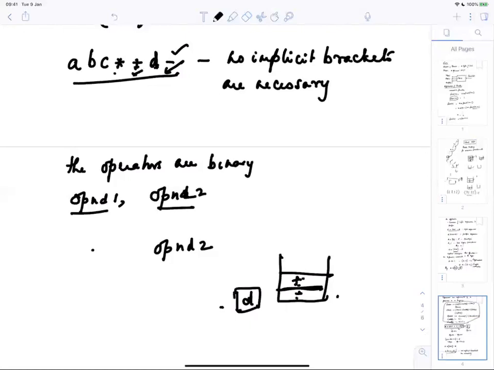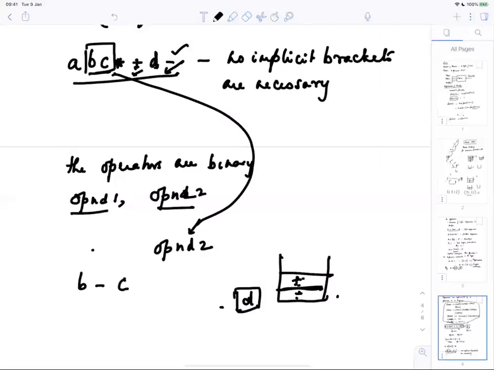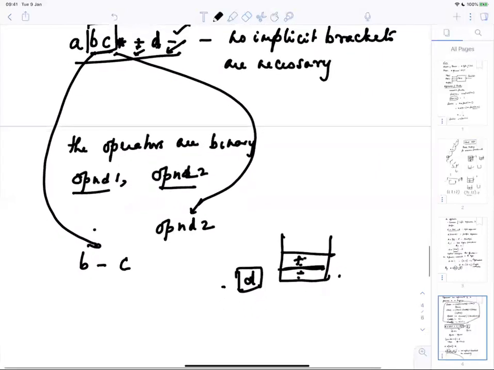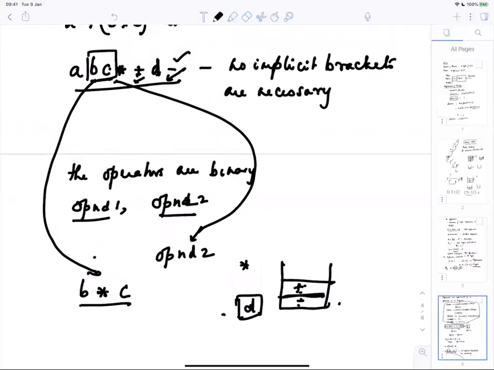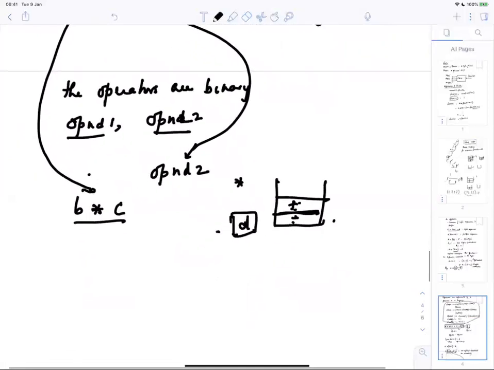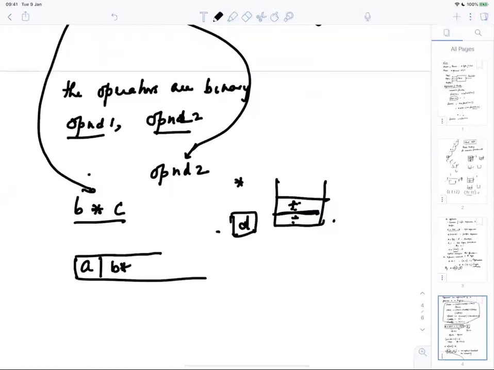Next, what do I see? I see a star. As soon as I see a star, I see two operands, one beside the other. So my operand 1 is B and operand 2 is C. The most recent operand is operand 2, and the next operand that I see is operand 1. I perform B star C. So I get this star over here, and I see that the next two are operands. I perform this evaluation, and then I have A here, and I'll put B star C back here.